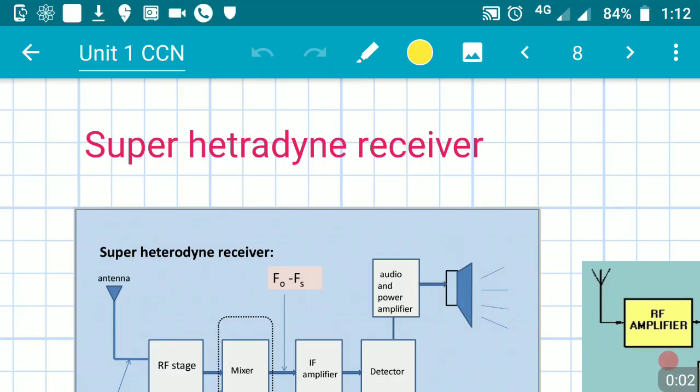Now, in this video, we shall discuss the superheterodyne receiver. As the name itself tells you, a superheterodyne receiver is a receiver which is based on the process we call superheterodyne, or the heterodyne process.